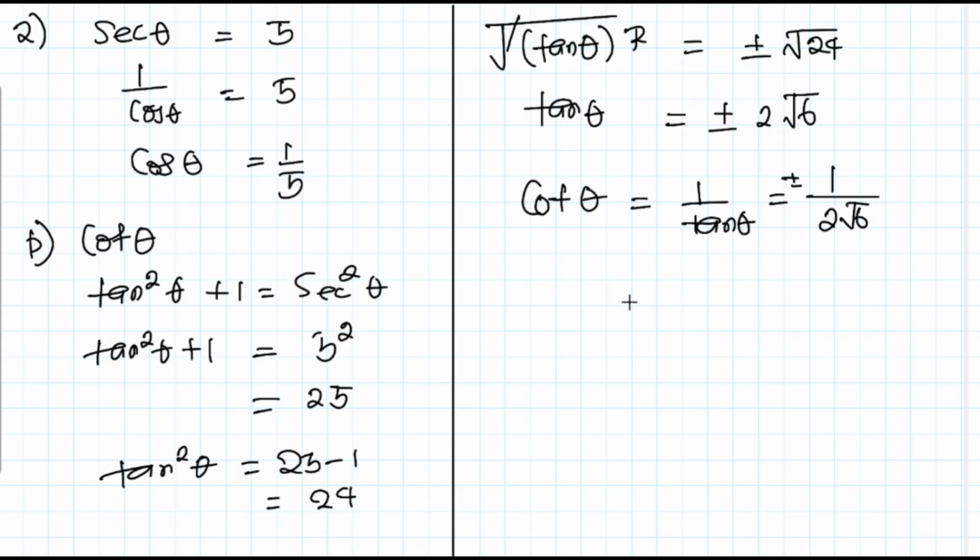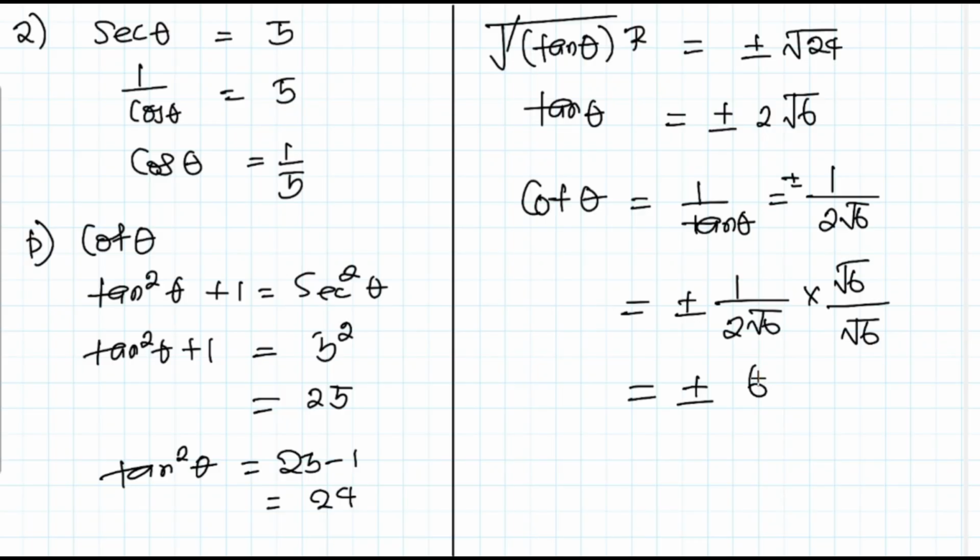So we have to rationalize. That would be plus or minus 1 over 2 root 6 multiplied by root 6 over root 6, which equals plus or minus root 6 over 12. 2 times 6 is 12, and that is the answer.